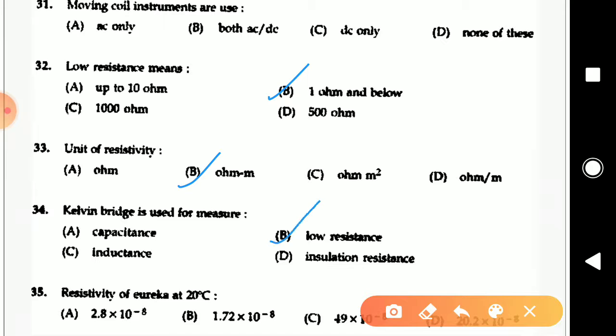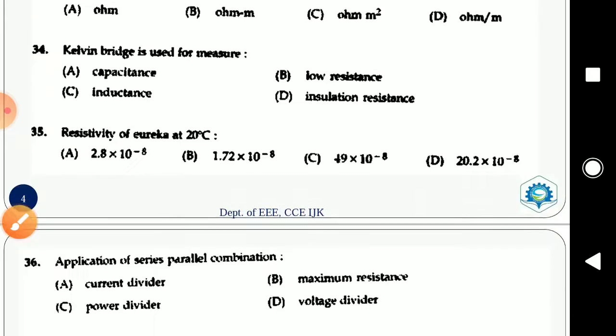It is used to measure low resistance. Another device which we already are familiar with to measure resistance is the Wheatstone bridge. But the Wheatstone bridge is used to measure medium resistance. It cannot measure low resistance values. Moving on to question number 35.